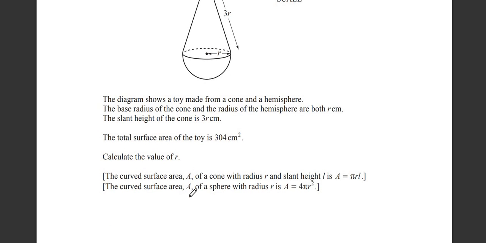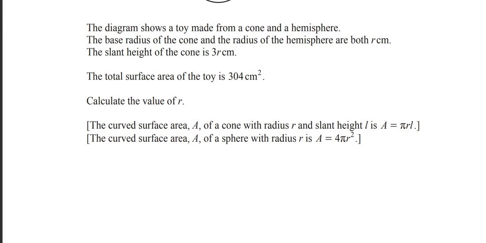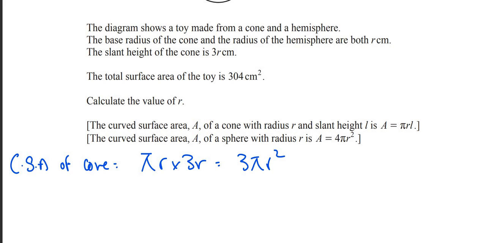So look, first of all, what's the curved surface area of cone? Curved, let me write it correctly. Curved surface area of cone is equals to pi r multiplied by 3r. So it's actually 3 pi r square. And what is the curved surface area of sphere? It's 4 pi r square.